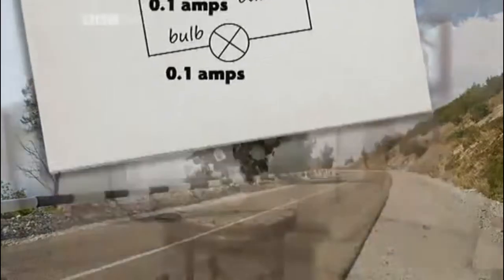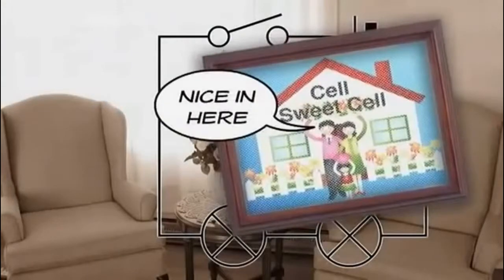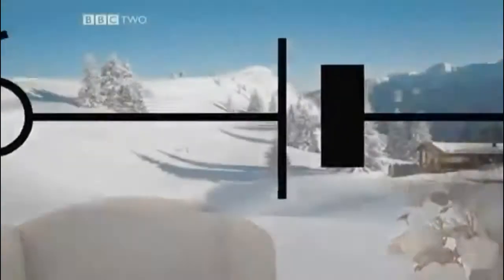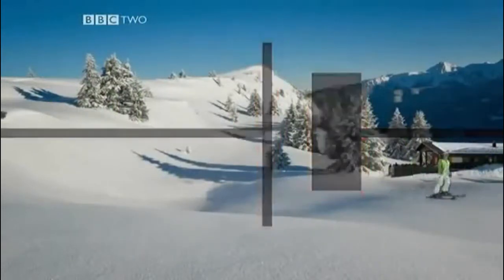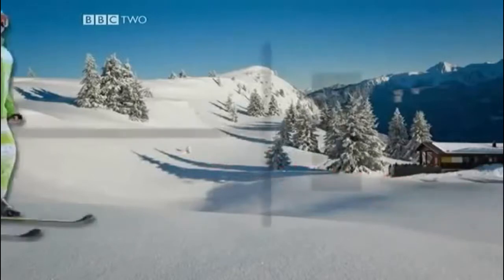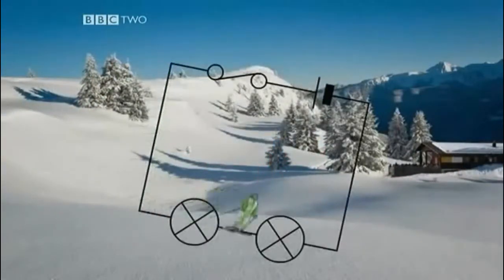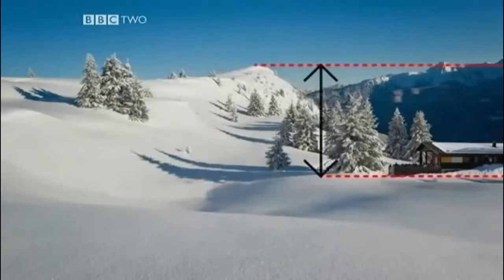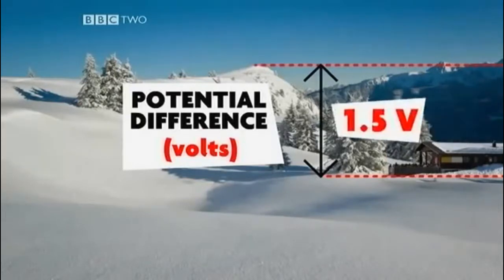Okay, but why does current flow? Why bother setting out from that cosy little cell in the first place? The electric charge wants to get from one end of the cell to the other. For electrons, this is like going downhill. They love it. But they can't go through the cell, not allowed. So they have to go round the circuit. The difference between the ends of the cell is called the potential difference, and it's measured in volts. For the standard cell, this is 1.5 volts.